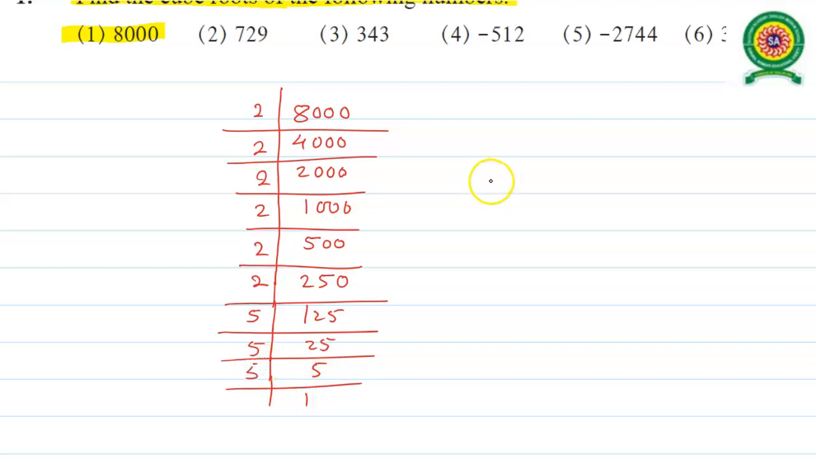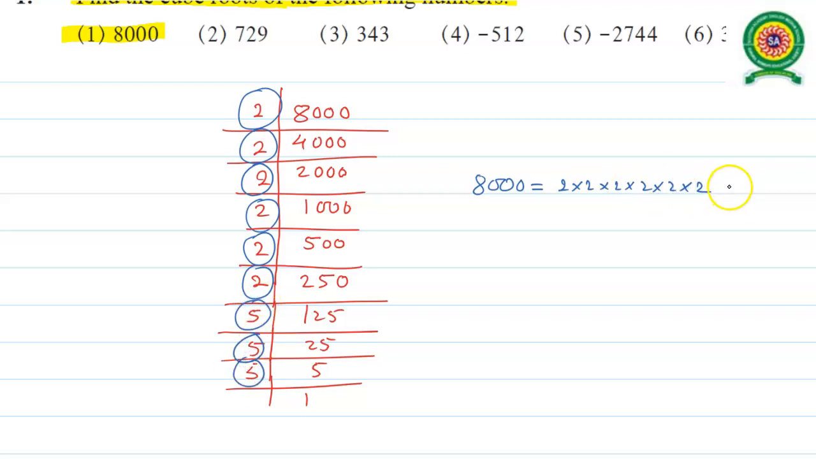So we can now express 8000 as the product of its primes. Like this we have 2 2 2. How many times do we have 2? 6 times. So 2 into 2 into 2 into 2 into 2 into 2, overall 6 times. Then 5 we have 3 times, so into 5 into 5 into 5. Now we have to make the triples. That means 3 2's together, 3 2's together, and 3 5's together.